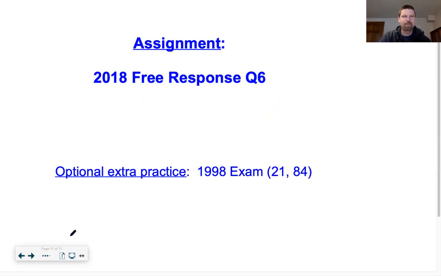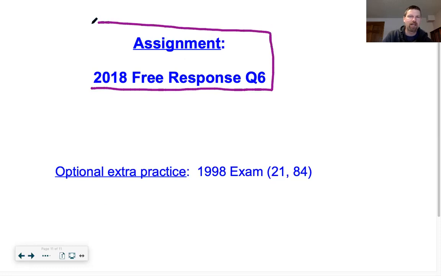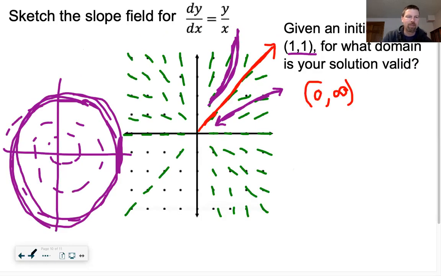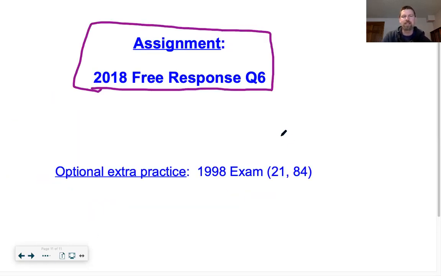All right, that is it. Today we have an assignment, the 2018 free response question number 6. Give it a shot. I think it has some slope fields, which would be good practice for you, especially since I wasn't especially happy with this example. There is an answer key, so you can write along with it and check your answers.